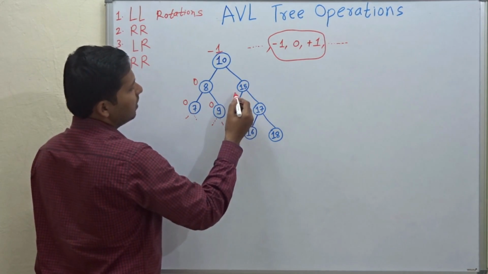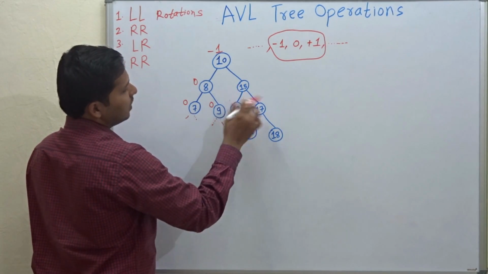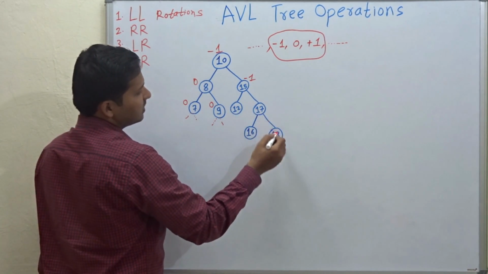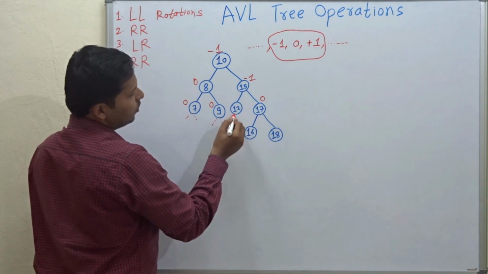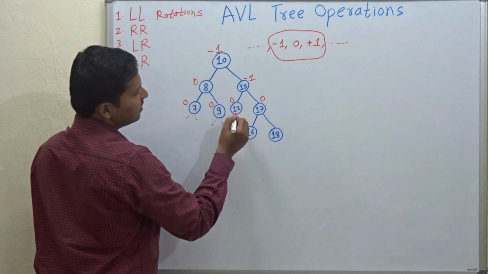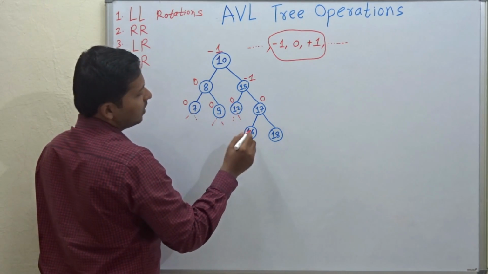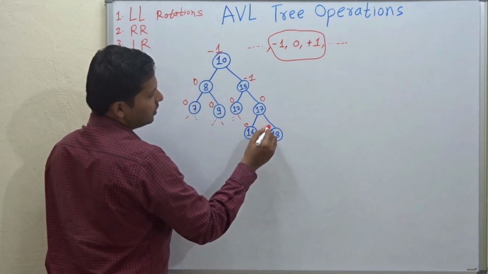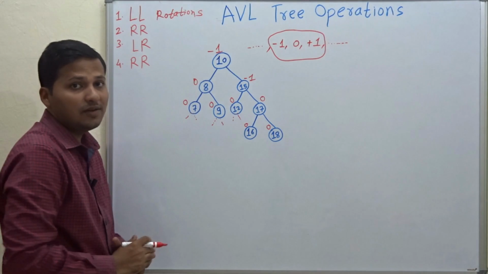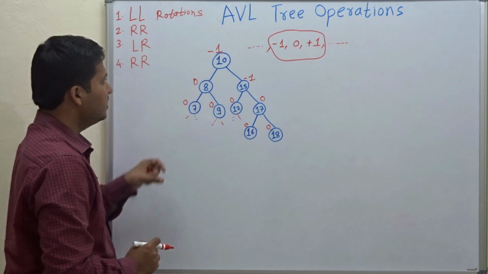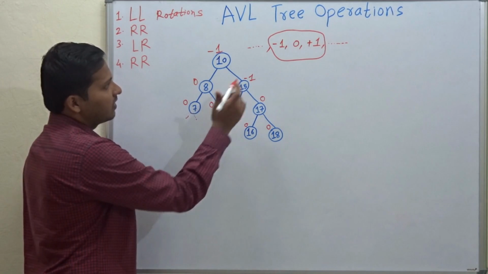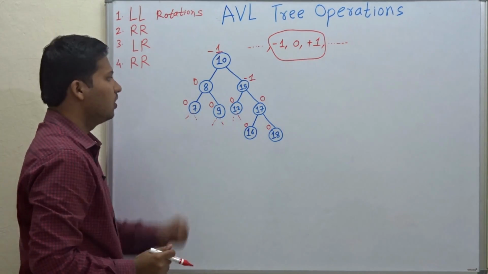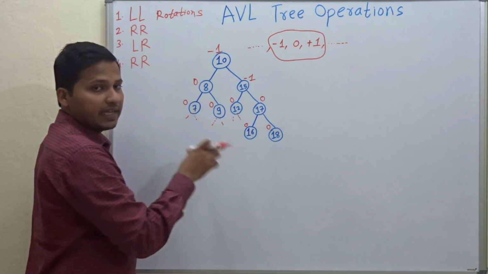Now for 15, 1 minus 2, so that is -1. Then 1 minus 1 is 0 for 17. For 12, 0 minus 0 is 0. There is nothing for 12. Then for 16 it is 0 and for 18 also it is 0. So these are the balance factors. See here, every node's balance factor is in -1, 0 and +1. So this binary search tree is an AVL tree.